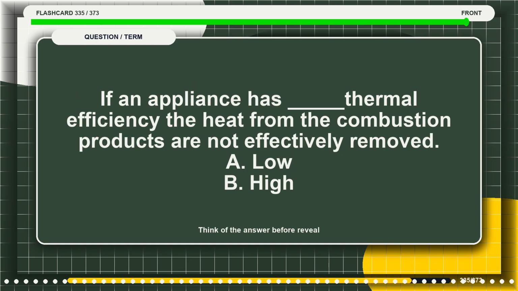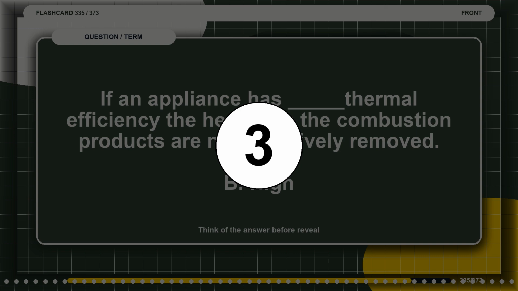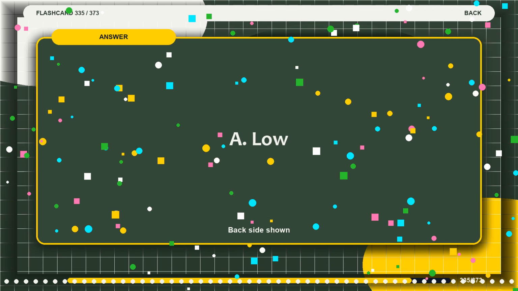Flashcard 335. If an appliance has blank thermal efficiency, the heat from the combustion products is not effectively removed. A. Low. B. High. Think of the answer before the reveal. The answer is A. Low.